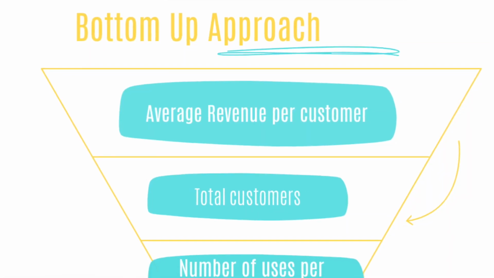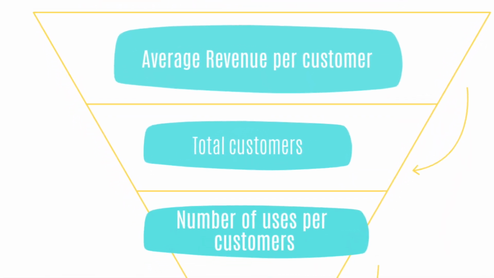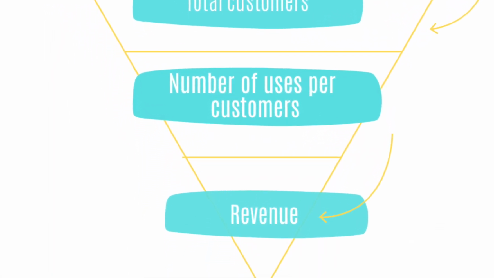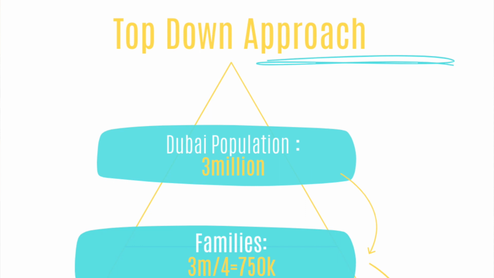The next is the bottom-up approach. Instead of starting from the population or the top level, you start from the lowest unit metric first. It could be any small metric like average revenue per customer. So what approach we use depends a lot on what we are comfortable with and what the question is. In this question, since there is no base metric, we will start with the top-down approach. This is how we can progress.